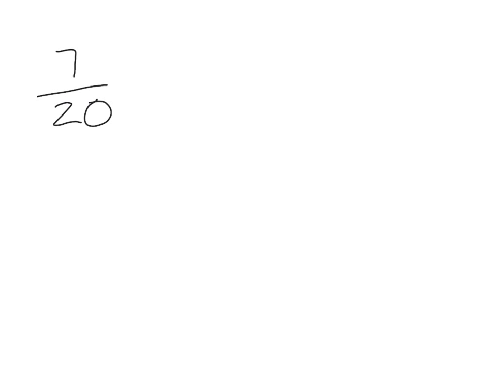So in order to change this fraction to a decimal, I want to get this denominator to be 100. So I'm going to multiply the top and the bottom by 5. And on the bottom, I get 100. I'll show you how this helps us in a second. And then on the top, I have 7 times 5 is 35.